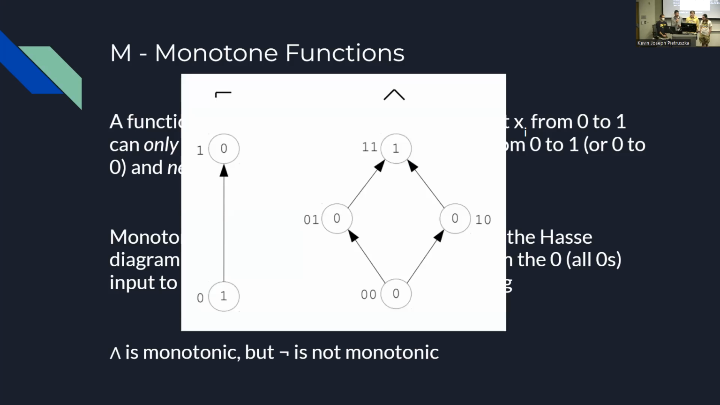So here you can see the Hasse diagrams for the NOT function and the AND function respectively. If we examine the condition that we mentioned earlier of increasing output values, we can see that AND is monotonic, but NOT is not monotonic.